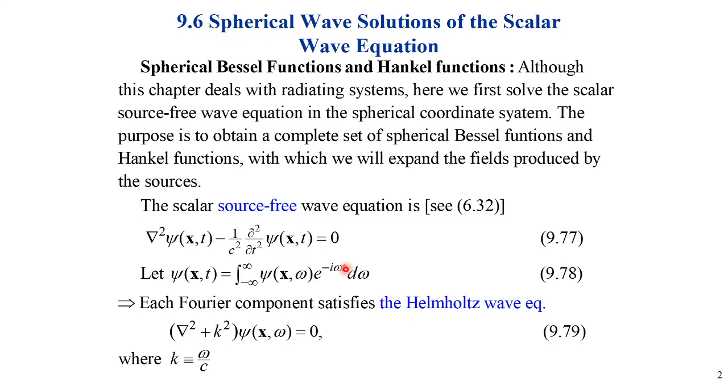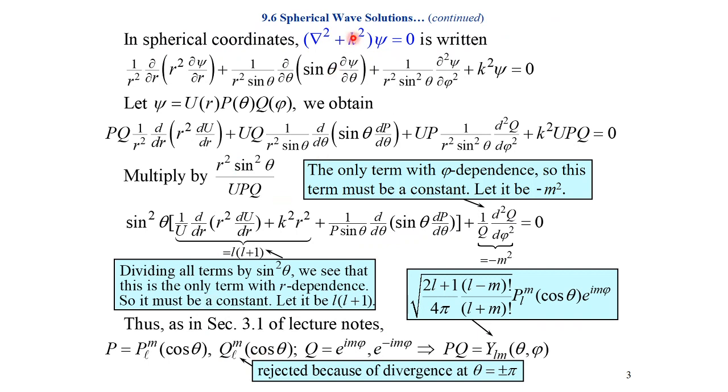We source free and we use Fourier transform. So we just consider one Fourier component at one time. That's the Helmholtz wave equation. This is the Helmholtz wave equation. With this one, we can perform separation of variables. We write in spherical coordinates. And with separation of variables, we can separate into 3 parts: r dependent, theta dependent, and phi dependent. And the r dependence, we have extra terms here. The theta dependence is quite similar to the previous one. Phi dependent, very easy. So the phi dependence is just exponential i m phi and exponential minus i m phi.